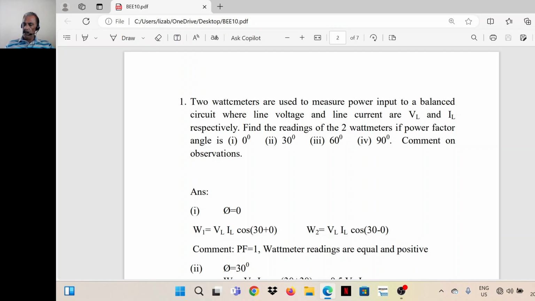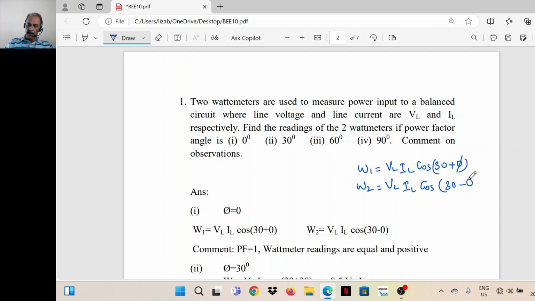Now we know that in a three-phase circuit, the power consumed is measured by two wattmeters. One of the wattmeter readings will be VL IL cos(30 + φ) and the other one will read VL IL cos(30 - φ). These will be the wattmeter readings.